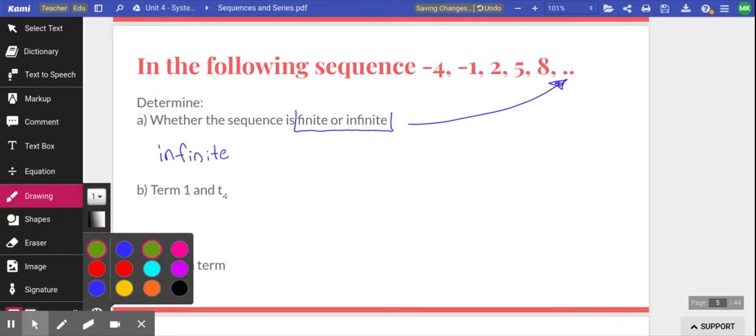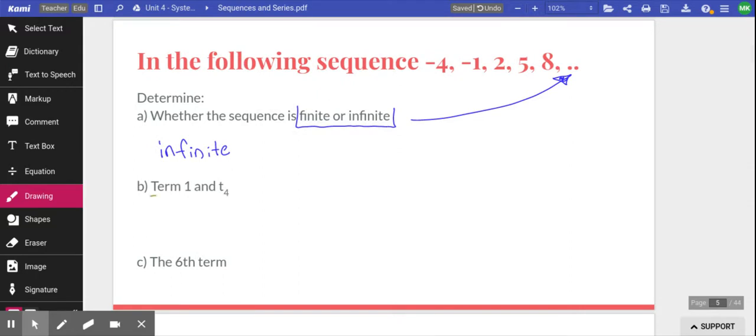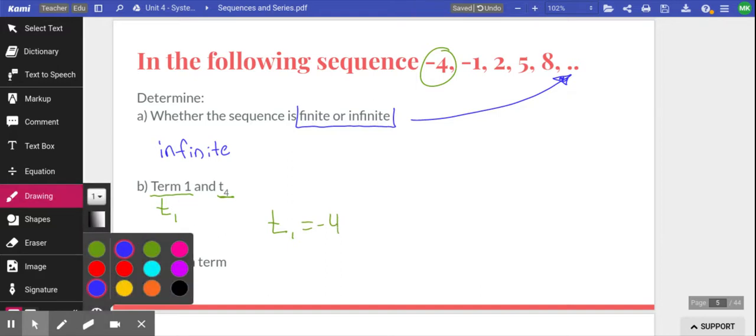Perfect. The next thing asks us to find term number 1. That could be written as T1, as well as term 4. Term 1 is -4. This, in the blue, means the fourth term. So this is T1, this is T2, this is T3, this is T4. The answer would be 5.